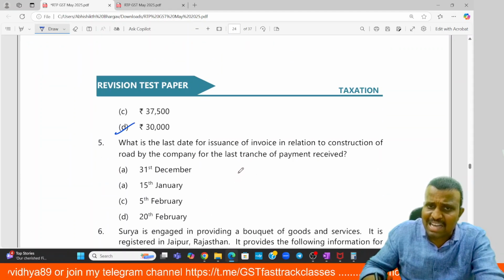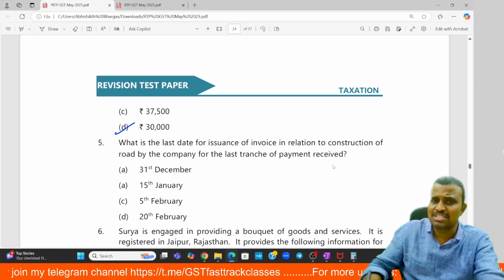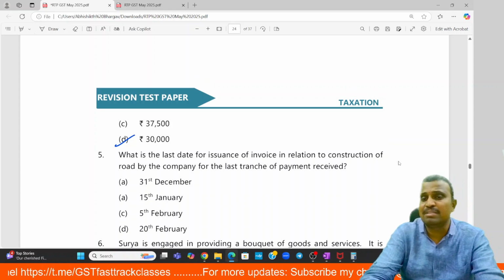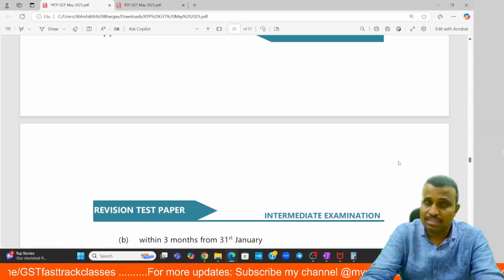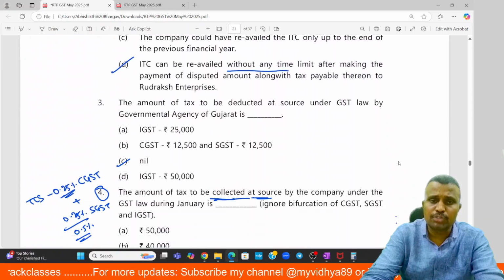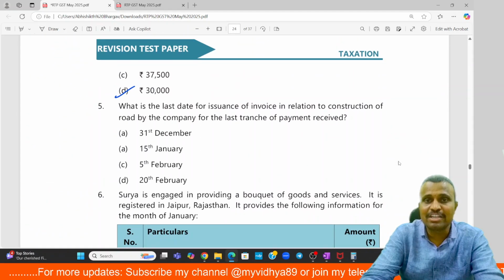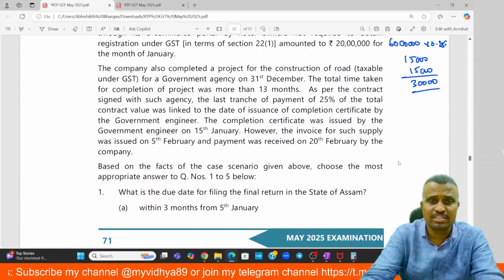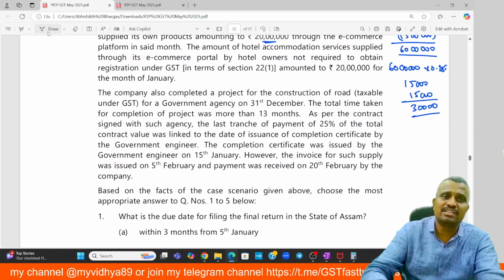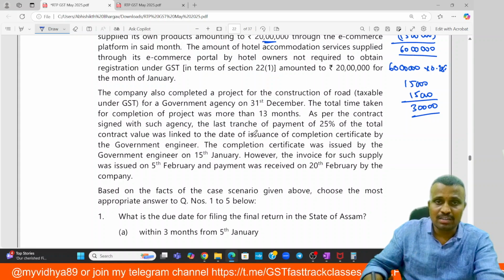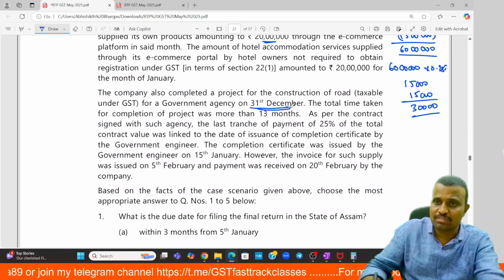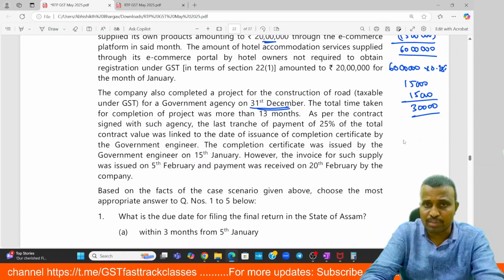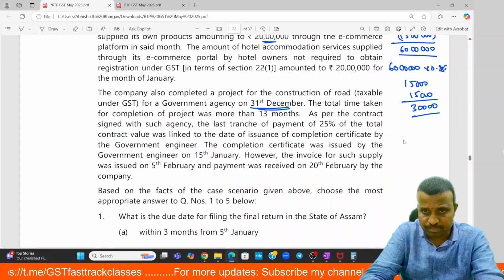Okay. And what is the last date for issue of invoice in relation to construction of road by the company for the last tranche of payment received? Here the payments are received on an installment basis. The last date of issue of invoice in relation to the construction of road is governed by section 31 of the CGST Act 2017. The last date is before completion of the contract, and here the contract has been completed on 31st December. So we have to issue the invoice on or before 31st December.